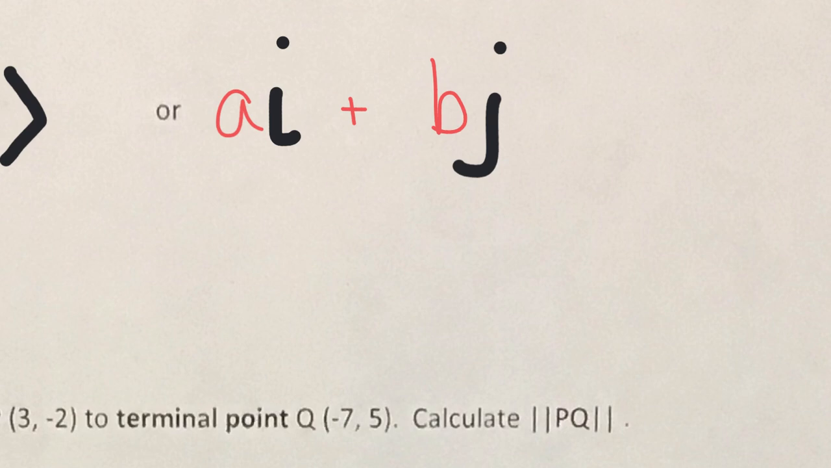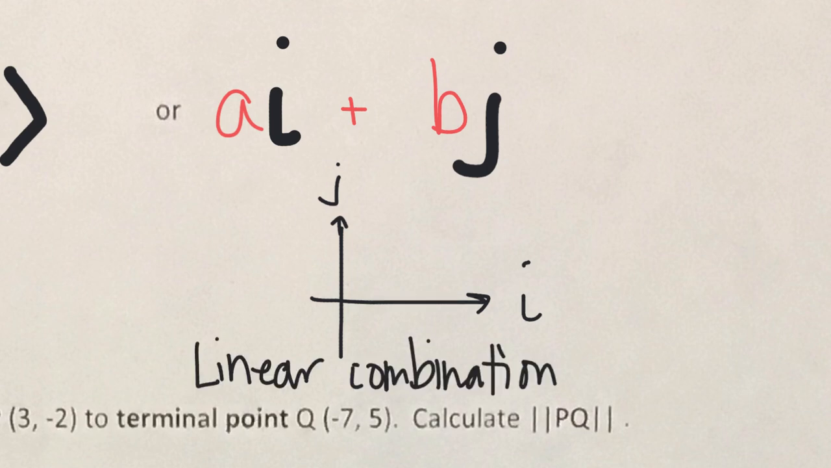Okay, so just like x and y, the a i is your horizontal part. Positives are right, negatives go left. And the b j is the y part. Positives go up, negatives go down. So we're changing up this axis, and we're just calling the x-axis the i-axis, and we're calling the y-axis the j-axis. Okay. So once again, this is called a linear combination.